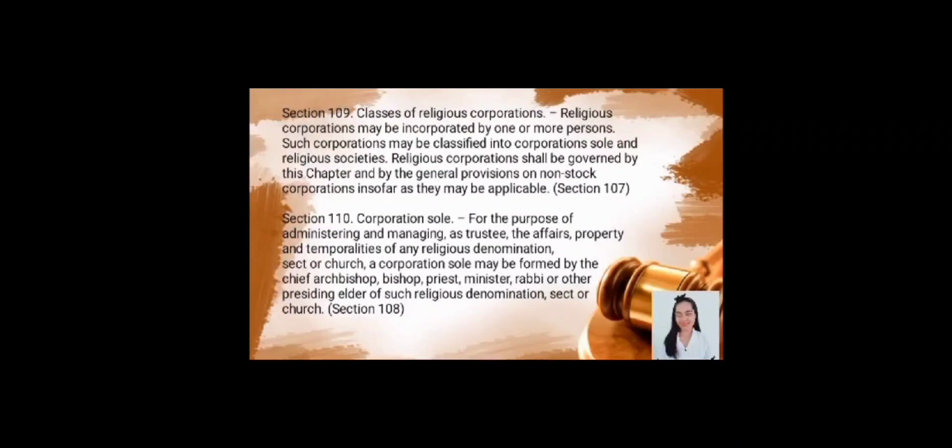Section 110. Corporation sole. For the purpose of administering and managing, as trustee, the affairs, property, and temporalities of any religious denomination, sect, or church, a corporation sole may be formed by the chief archbishop, bishop, priest, minister, rabbi, or other presiding elder of such religious denomination, sect, or church. A corporation sole in a religious corporation is managed by a known leader like an archbishop, bishop, priest, minister, and the like, in line with the church, having the purpose of administering and managing as trustee.